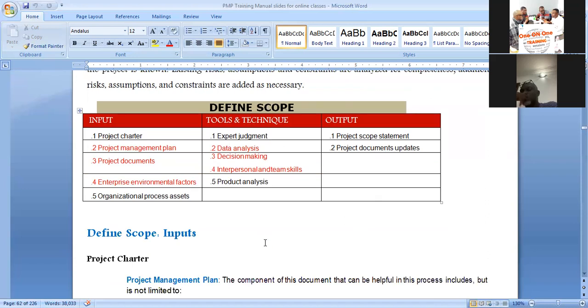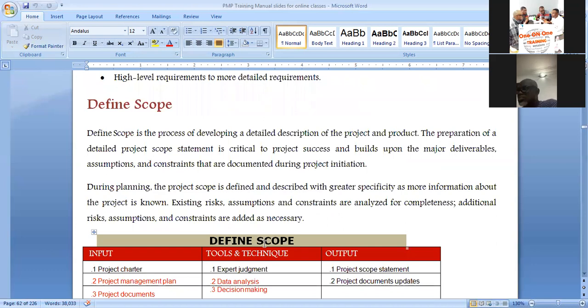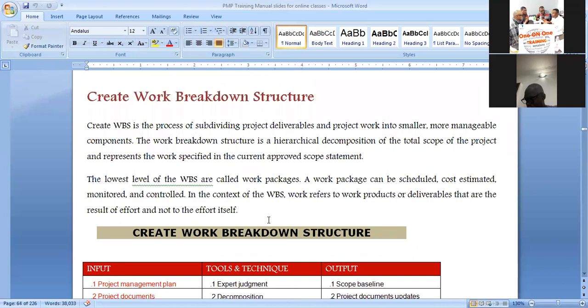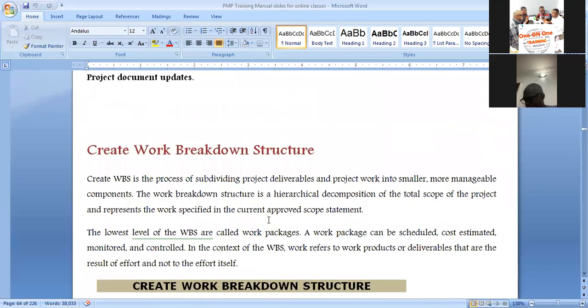We come up with the scope statement. When we define the scope, now we have a scope statement. Now this scope statement is what we would place in front of us. A definition, it may be one paragraph about the project. And then we carry it to the next phase for us to start creating the work breakdown structure. Like I said, create work breakdown structure is to subdivide the project deliverables into smaller and more manageable components.